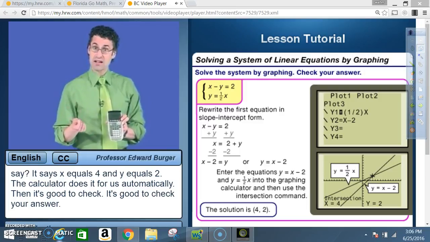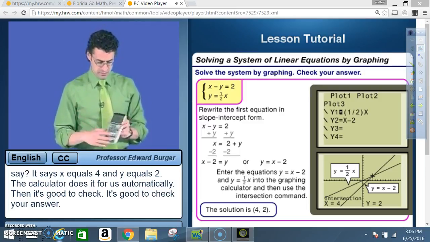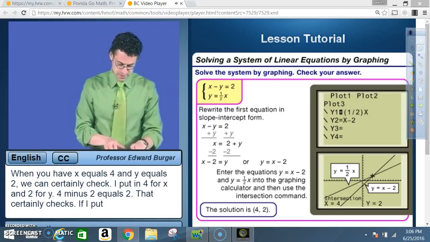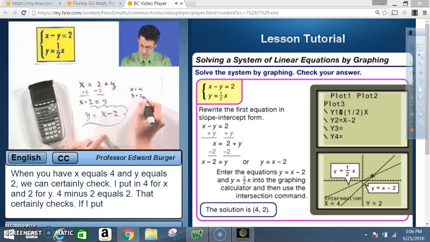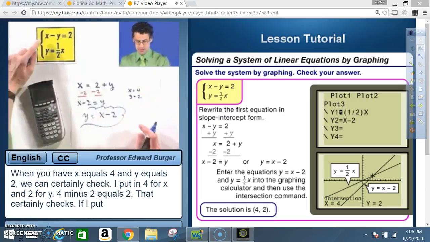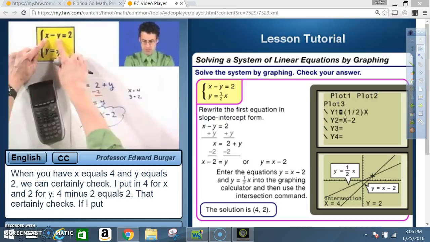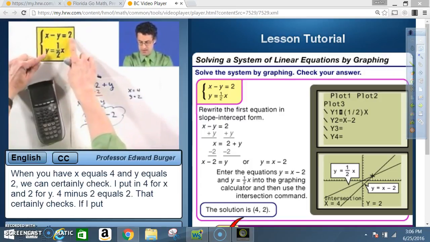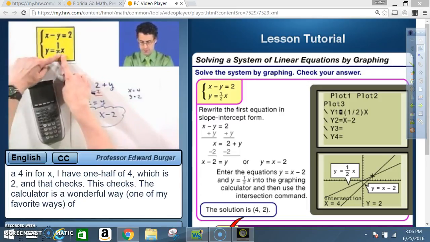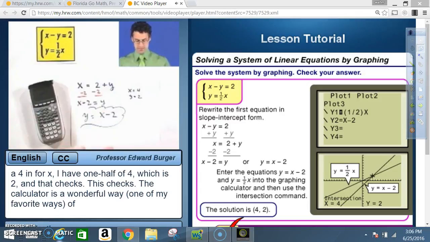And then it's good to check your answer. So when you see that we have x equals 4 and y equals 2, we can certainly check. So I put in 4 for x and 2 for y. 4 minus 2 is 2. That checks. And if I put a 4 in for x, I have 1/2 of 4, which is 2, and that checks. And so you can see that, in fact, this checks.